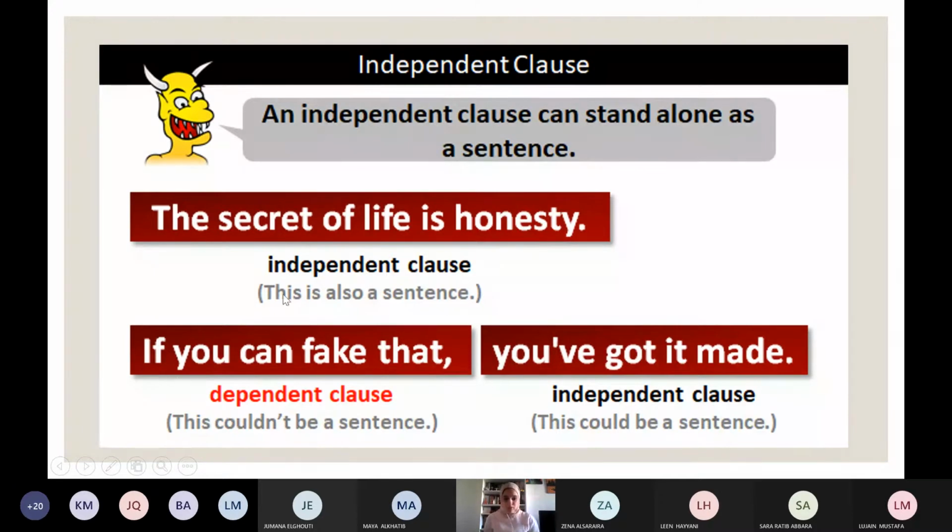Why? If I look at if you can fake that, I see if and you can fake that. You can fake that. If I say to you girls, you can fake that, independent or subordinate? Independent. And you can fake that is independent. What happened to it? When I added if, it became dependent clause. So I can understand that dependent clause in the original is an independent clause, and then we added a word, it became dependent clause or subordinate clause.